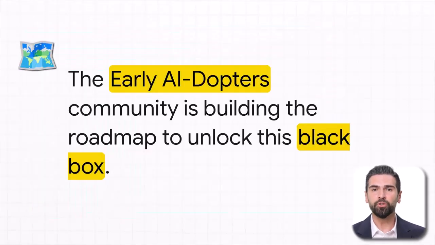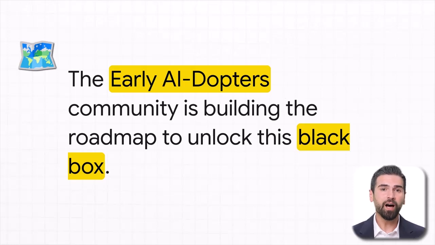But here's the really good news. There's a community of innovators out there. They call themselves the early AI adopters. And they aren't just talking about this problem. They are actively building and sharing the solutions. They're basically drawing the map for the rest of us to follow.